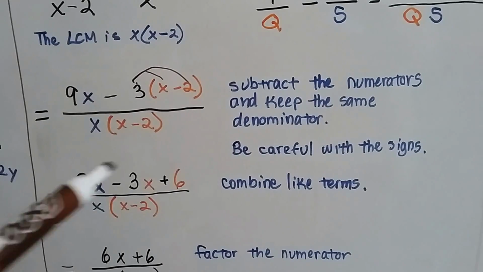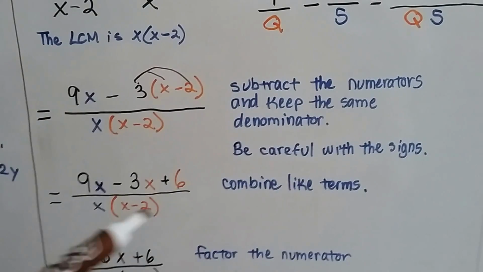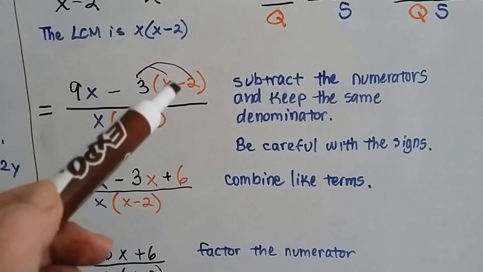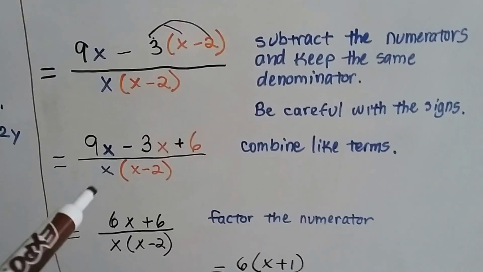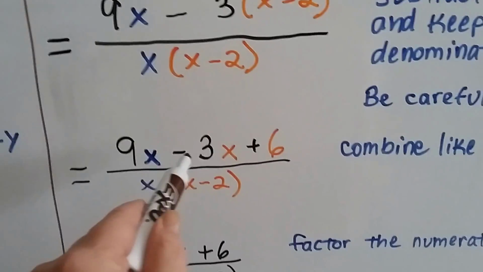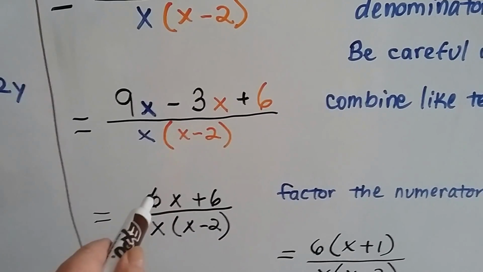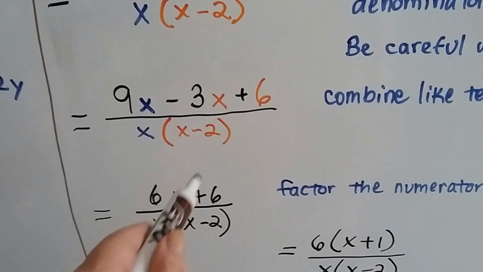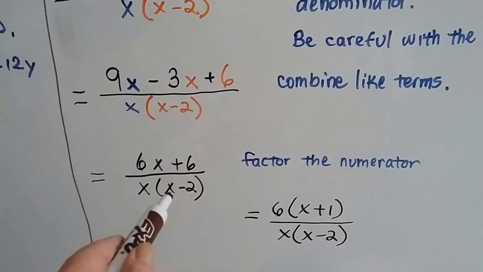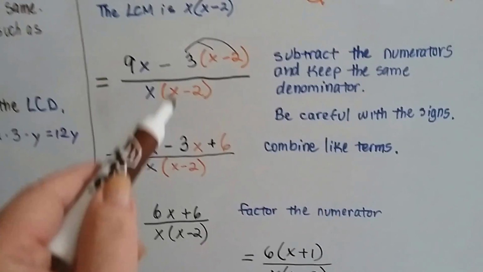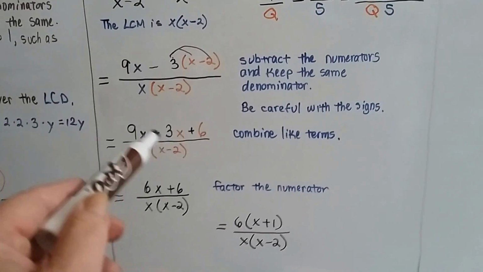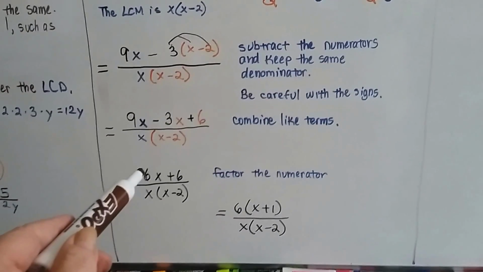We subtract the numerators, keep that same denominator. We have to be careful with our signs when we're doing this, see? And we combine our like terms. We have 9x here and 3x here, right? 9x take away 3x is 6x plus the 6, and that's going to be over our x times x minus 2. See how I did that? We did distributive property there. We combine like terms. Now we're at 6x plus 6.